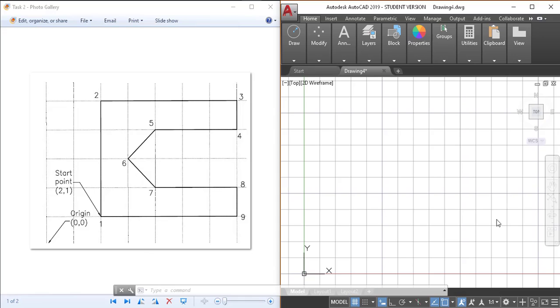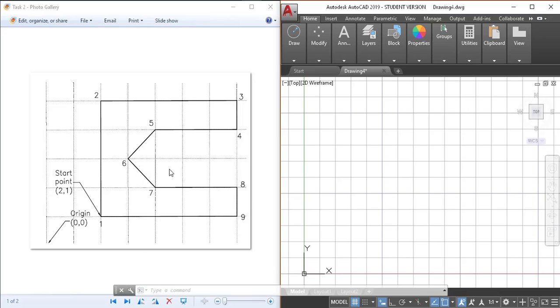In this video we will continue learning the line command and we will perform two tasks, which are task 2 and task 3, in the absolute coordinate system and the relative coordinate system. So first of all we have to do task number 2 in the absolute coordinate system.